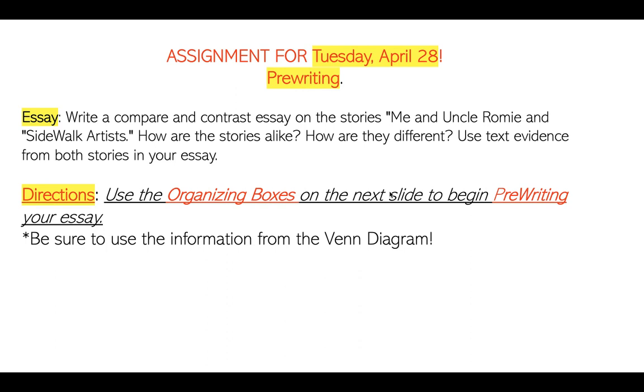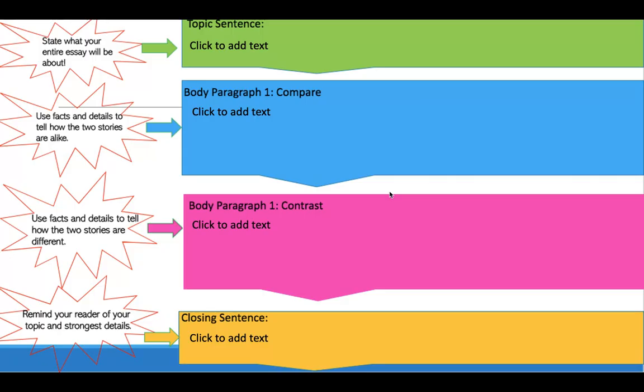So you'll have an introductory paragraph for paragraph 1. Paragraph 2 is going to be your compare paragraph. Paragraph 3 is going to be your contrast paragraph. Okay, so that's what we're going to start doing. So your topic sentence, this is paragraph 1. Okay, if you click here where it says click to add text, you'll be able to type to state what your entire essay will be about.